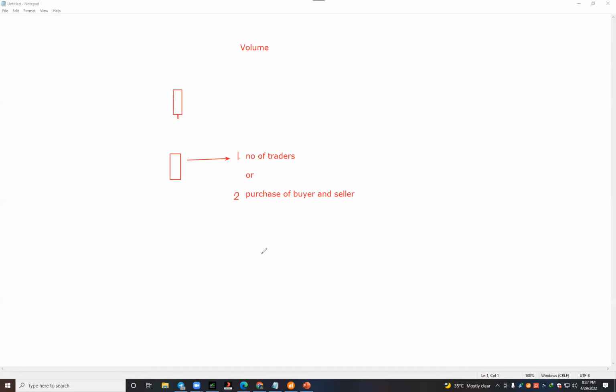It is not dependent upon the number of traders. So how much they are purchasing or selling, that quantity will be counted for this single candle. Now this candle can be 1 minute, can be 5 minutes, can be H1, can be any time frame, right? So don't count the number of traders.